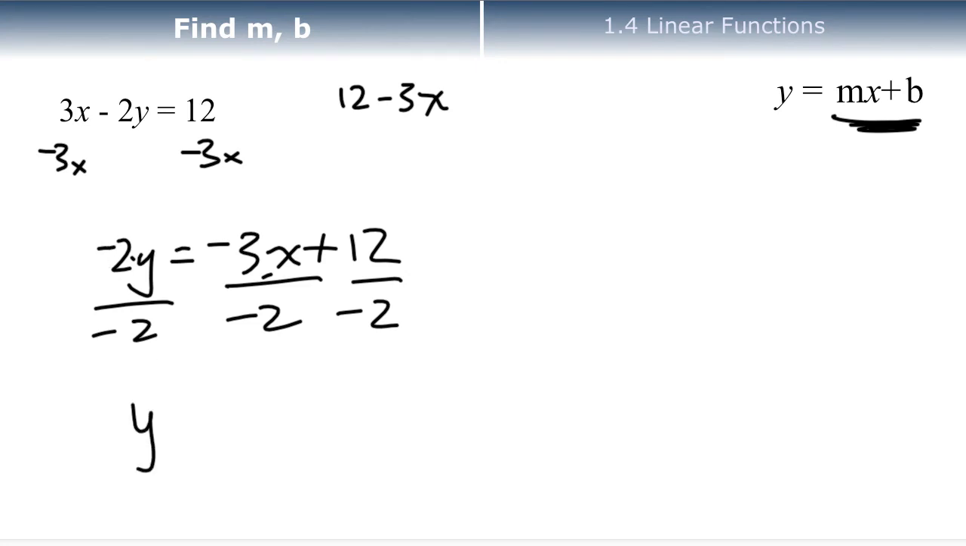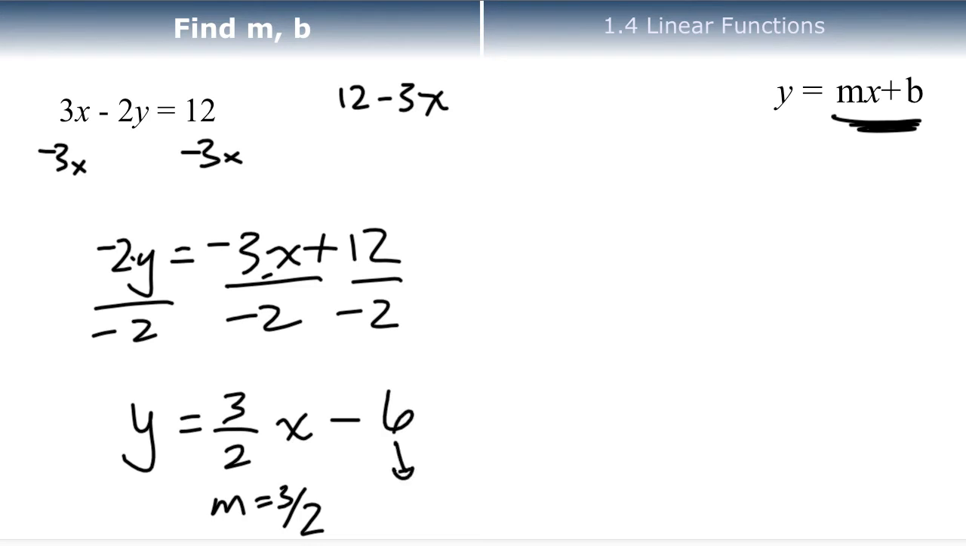On the left side, I'm now stuck with just a y. On the right side, the negatives will cancel, so I'll have 3/2 x. That's in the slope spot, so I know my slope is 3/2. And then 12 divided by -2 is a -6. That's in my b slot, and so I know that my y-intercept is a -6.